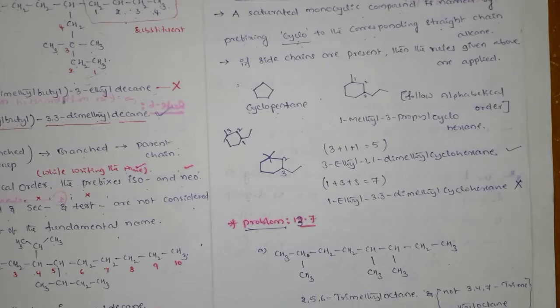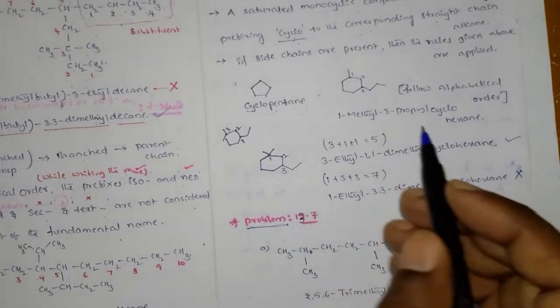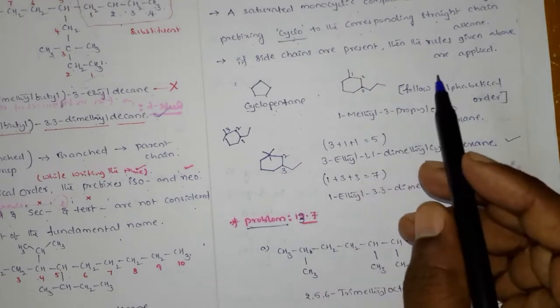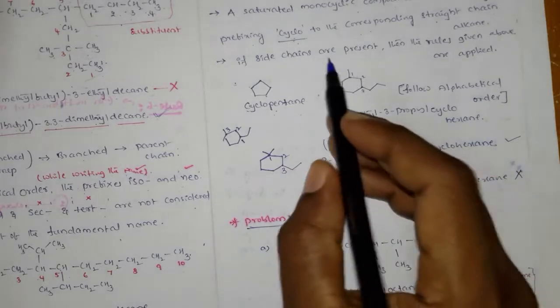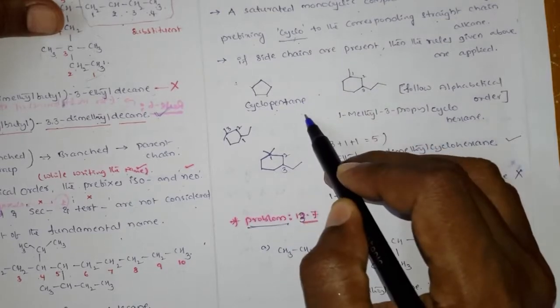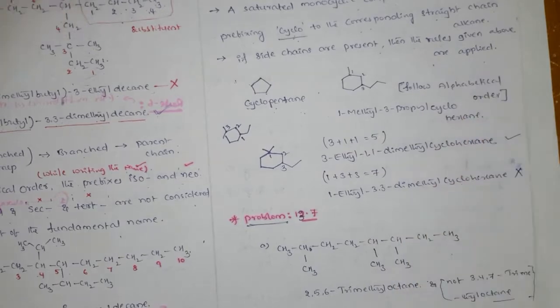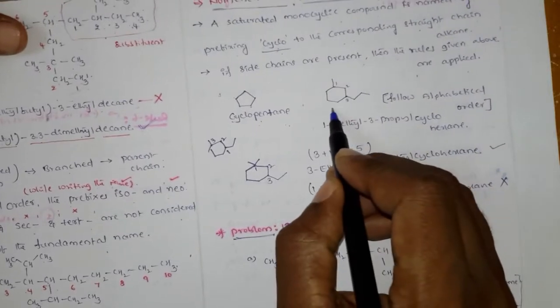The same rules you discussed previously, you have to apply here. That means the lowest substituent rule: if more than one branch is there, go with the lowest substituent rule. Same thing here: if side chains are present on the cyclic compound, then the rules given above are applied. Above given means discussed in the previous lecture, and those rules we have to apply here. So look at this example.